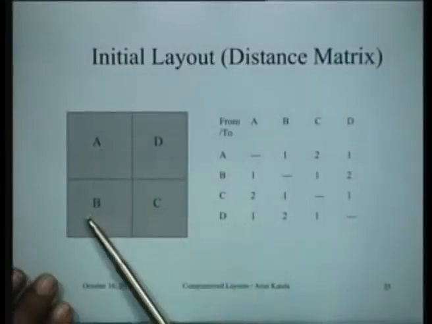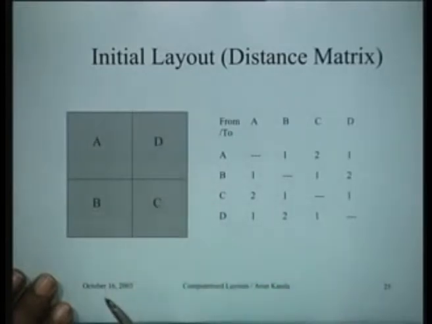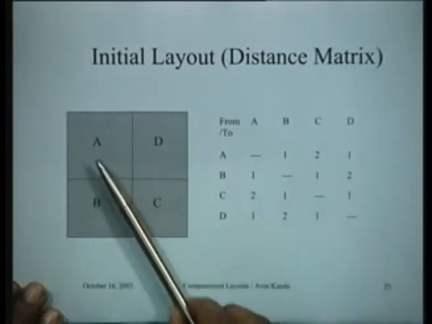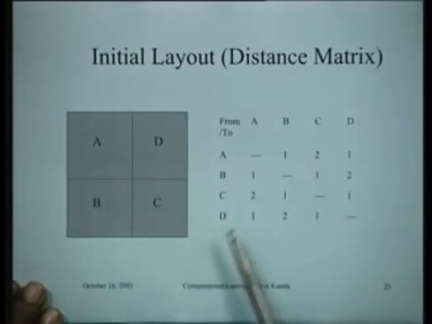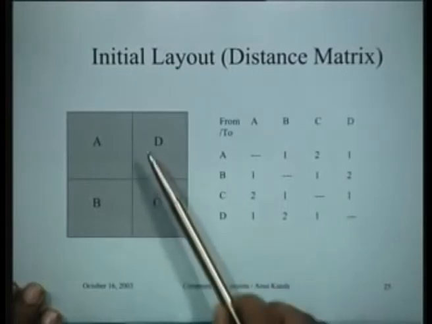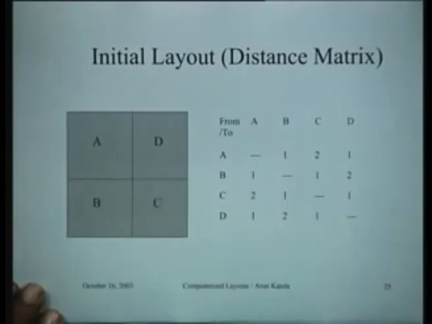Now for the initial layout, what did we have for the initial layout? We said that our initial layout is the 4 departments are placed A, B, C and D, like this. So this was the distance matrix for that particular layout, right? For instance, between A to C there is a distance of 2, otherwise similarly B to D is a distance of 2, C to A is a distance of 2, and D to B is also a distance of 2, all others are 1.